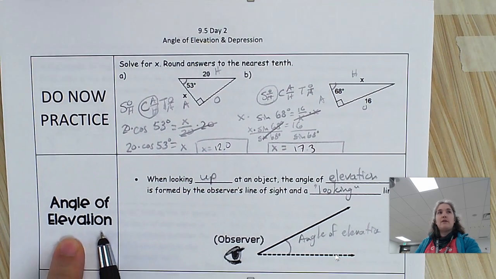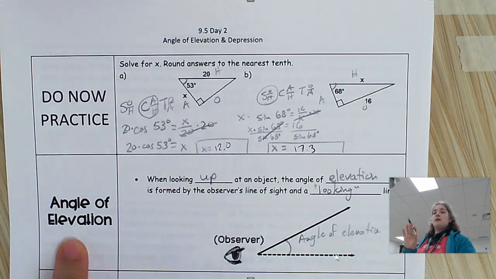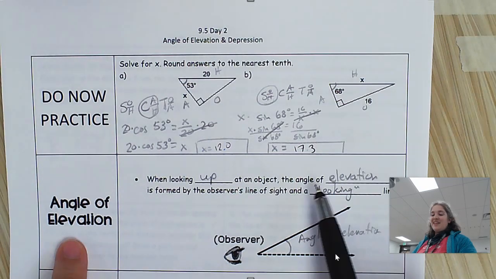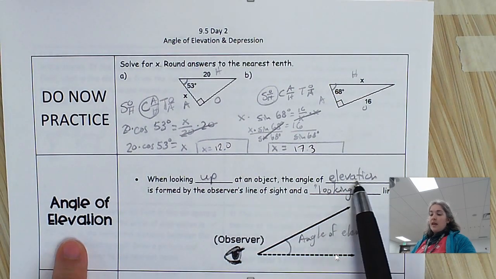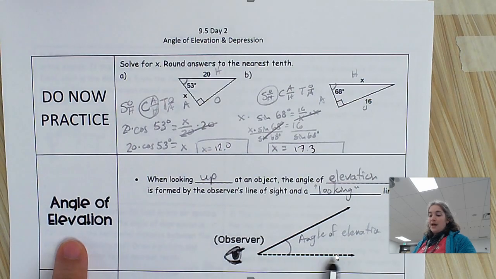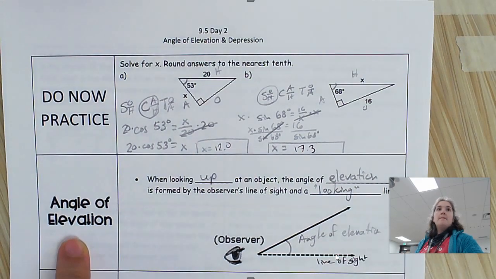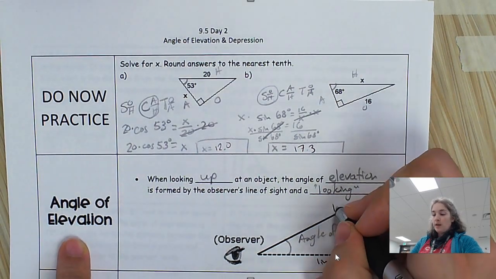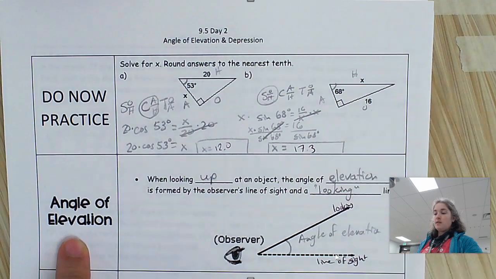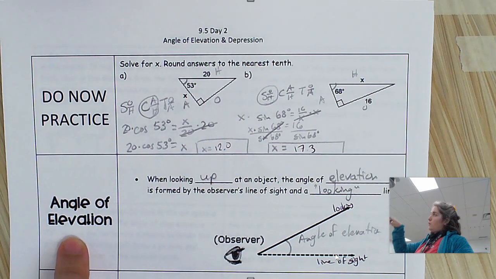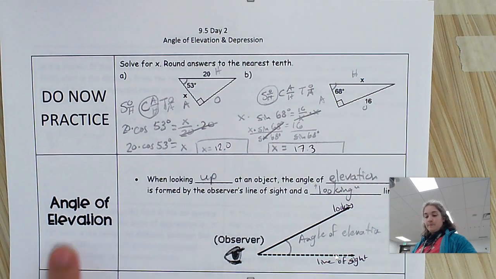All right, angle of elevation is when you're looking up at something. Your head is elevated, so you're looking up at something, an object typically. The angle of elevation is formed by the observer's eye line of sight. That's this one right here, the line of sight, and where they are looking. That's your looking line, basically. So this right here is the angle of elevation. So you are the observer, you are looking, that's how that works.